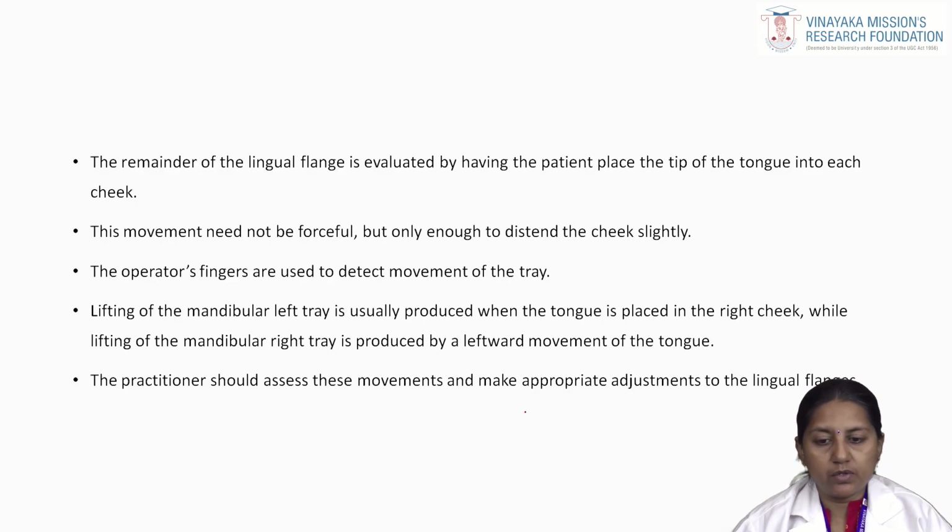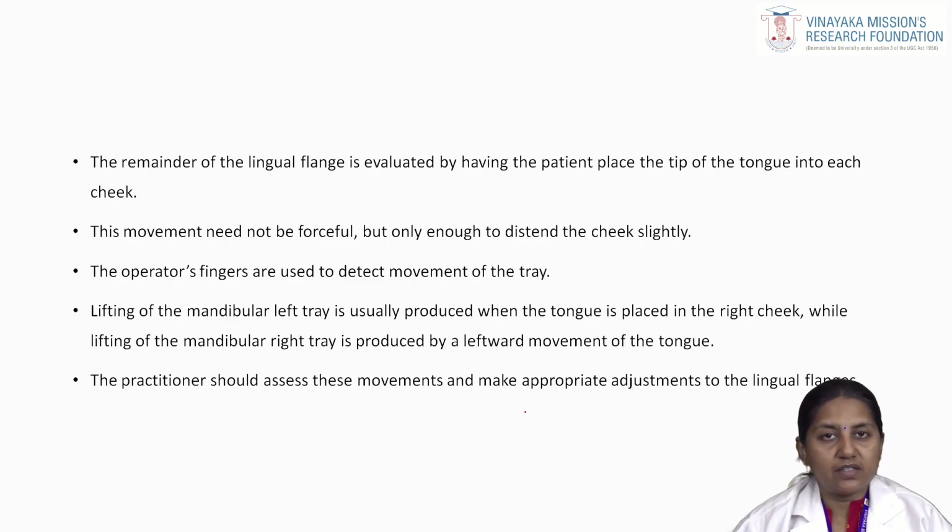The remainder of the lingual flange is evaluated by having the patient place the tip of the tongue into each cheek. This is for the right and left lateral movements. This movement need not be forceful, but only enough to distend the cheek slightly. The operator's fingers are used to detect the movement of the tray. Lifting of the mandibular left tray is usually produced when the tongue is placed in the right cheek.